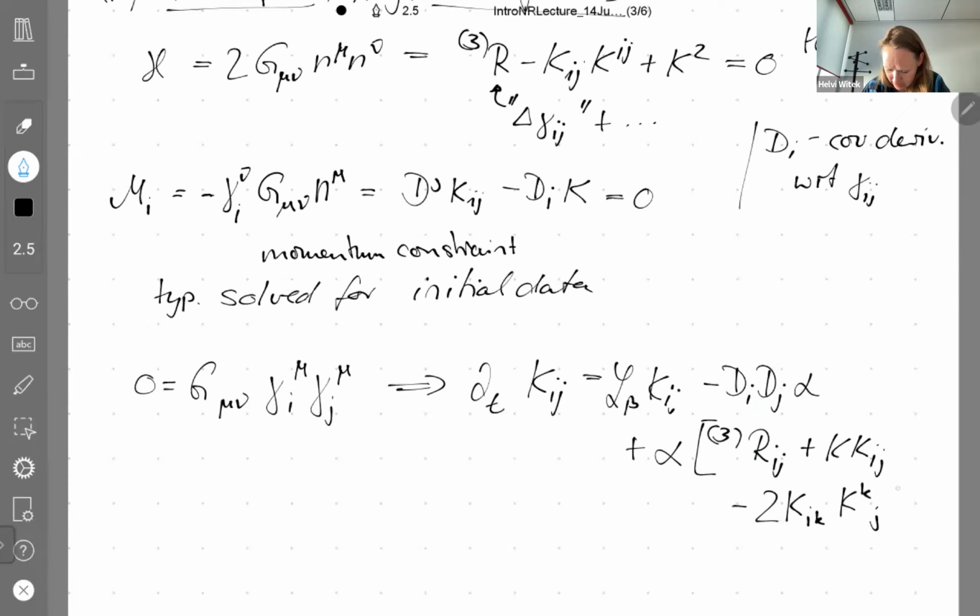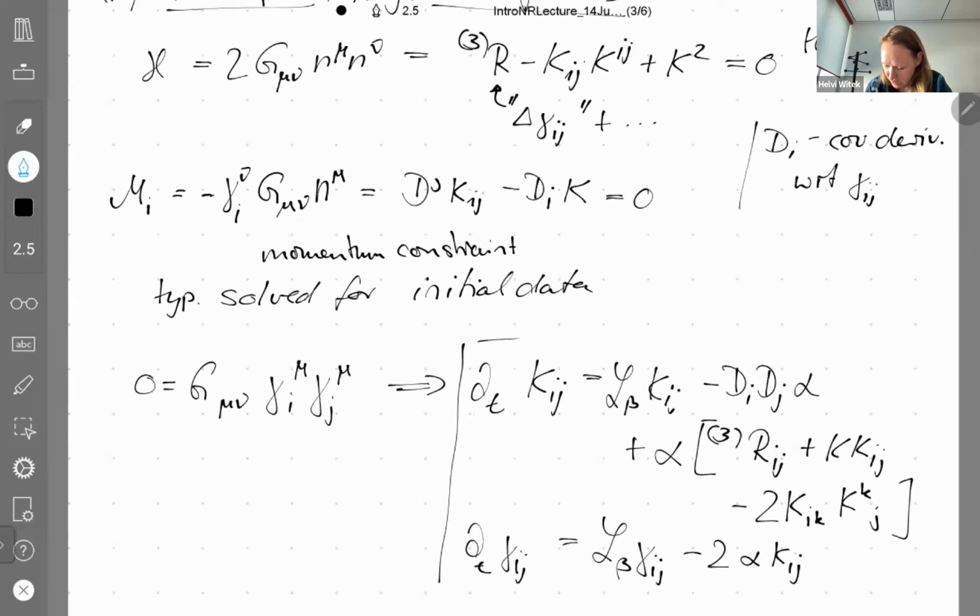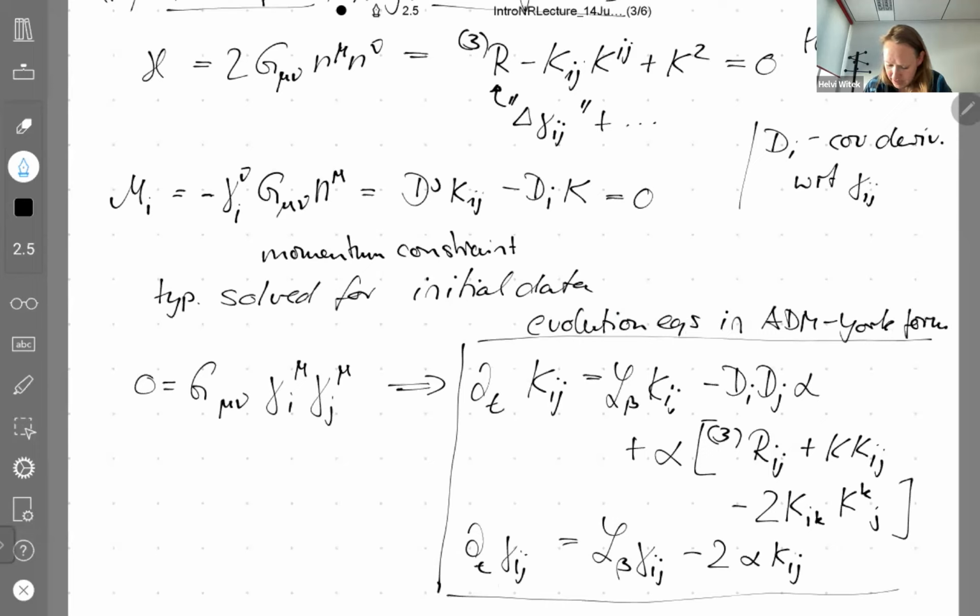Okay, and let me just write for completeness, again, our kinematic evolution equation for the three metric, and this was just related to -2 alpha and the extrinsic curvature. So now here we have our system of evolution equations in this ADM York form. Good. So in practice, these equations are actually not well posed.